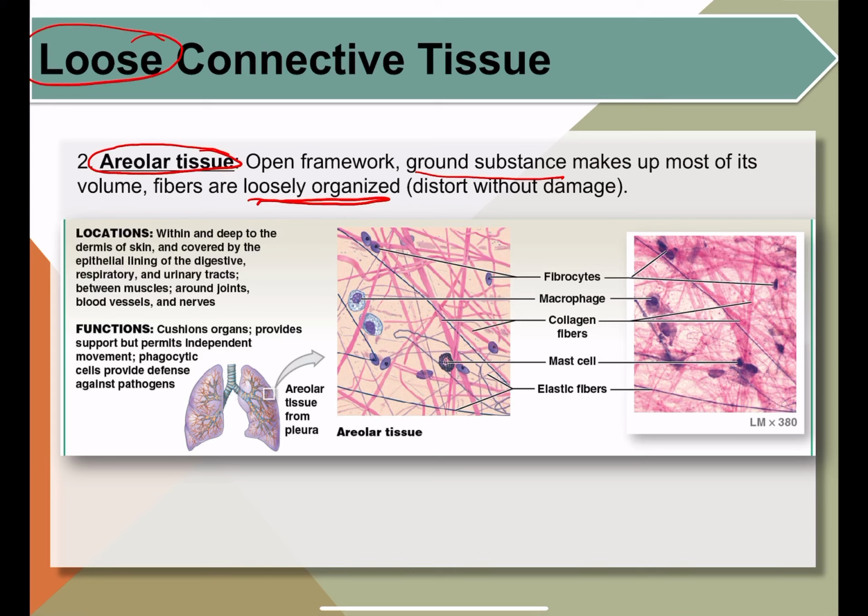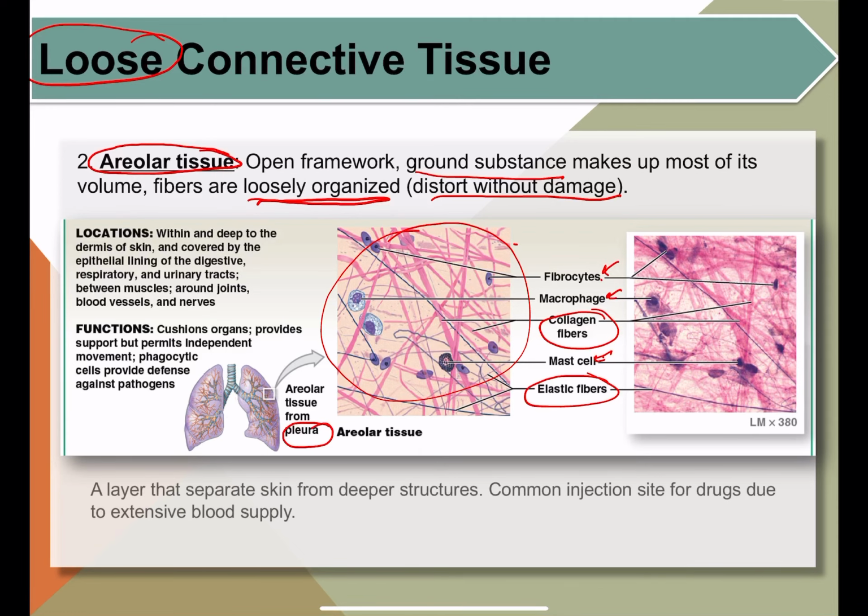There's no package or pattern in how these fibers are aligning against each other. Okay. So this type of loose packaging of the connective tissue is what allows your organs or tissues to distort without damaging anything underneath. For example, if you look at the pleura that surrounds the lungs, that's how the areolar tissue looks underneath. It has some elastic fibers, those collagen fibers, and also those different types of cells we talked about associated with the connective tissue proper.